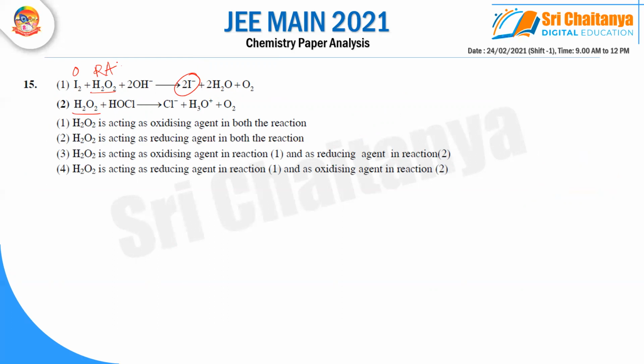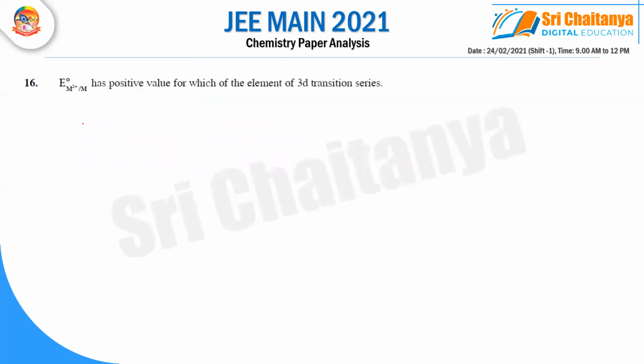In reaction 2, we see that H2O2 is reacting with HOCl, and finally what is happening is that oxygen from HOCl is removed. Now removal of oxygen is called reduction. Here also H2O2 is acting like a reducing agent. So option 2 seems appropriate.